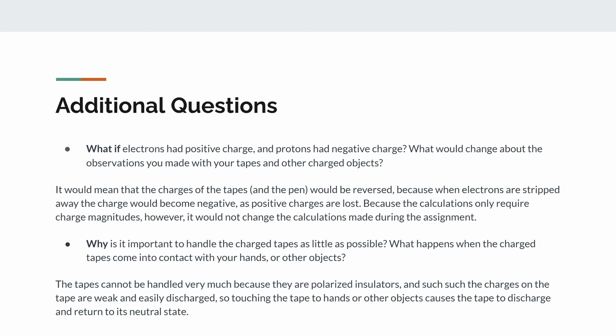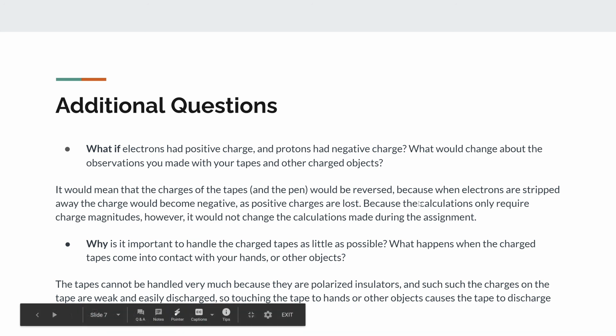Why is it important to handle the charged tapes as little as possible? What happens when the charged tapes come into contact with your hands or other objects? Tapes cannot be handled very much because they're polarized insulators, and as such, the charges on the tapes are going to be weak and very easily discharged. So when you touch the tape with your hands or with other neutral objects, the tape is going to discharge and return to its neutral state.